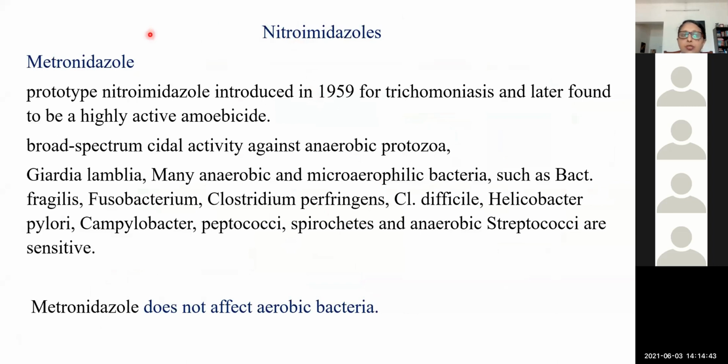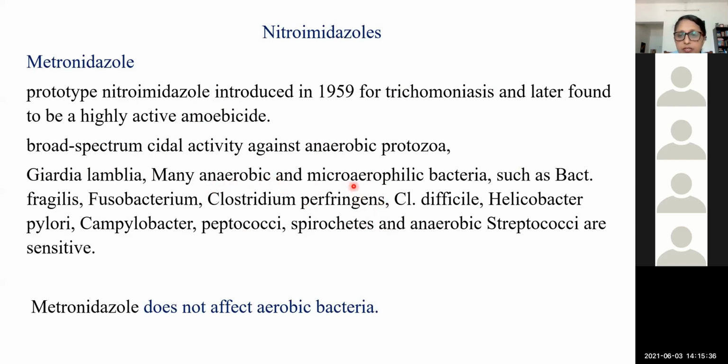So one is nitroimidazoles, or metronidazole. This metronidazole was first introduced for the infection trichomoniasis, but later on it was found to be useful for amoebiasis also. So it has a lot of action. One, it is effective against this amoeba, and already we have seen it is effective against trichomoniasis. Then Giardia lamblia, giardiasis, and also some anaerobic bacteria like Bacteroides fragilis, Fusobacterium, Clostridium perfringens, Clostridium difficile, Helicobacter pylori, which causes peptic ulcer, Campylobacter, Peptostreptococci, spirochetes, anaerobic streptococci, etc. will be sensitive.